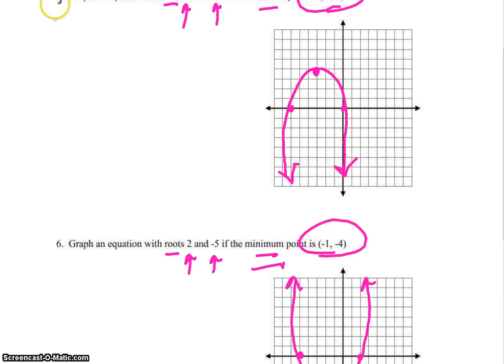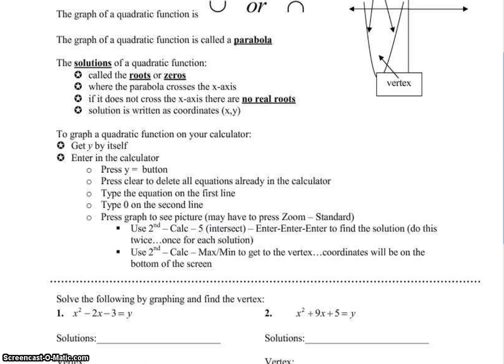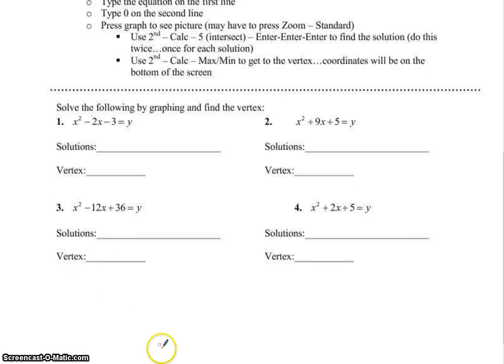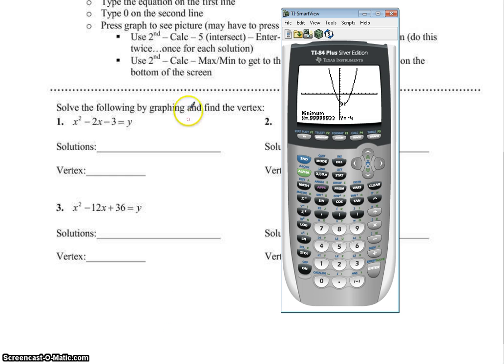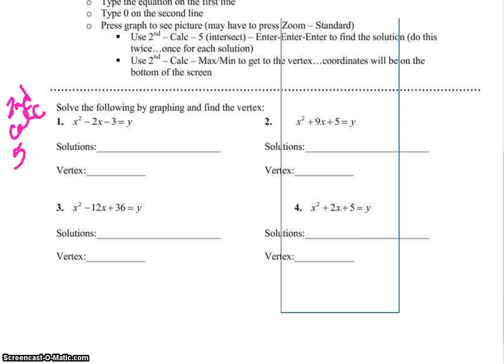Let's take a minute and go back to the other page, and I want to show you a second way to solve. If you're struggling with the second Calc 2 and figuring out before and after, there is another way. Remember, you start by putting it into y equal. So I've got x squared minus 2x minus 3. You have to put 0 in at y2 for this way. And then you would do second Calc 5 for intersect.